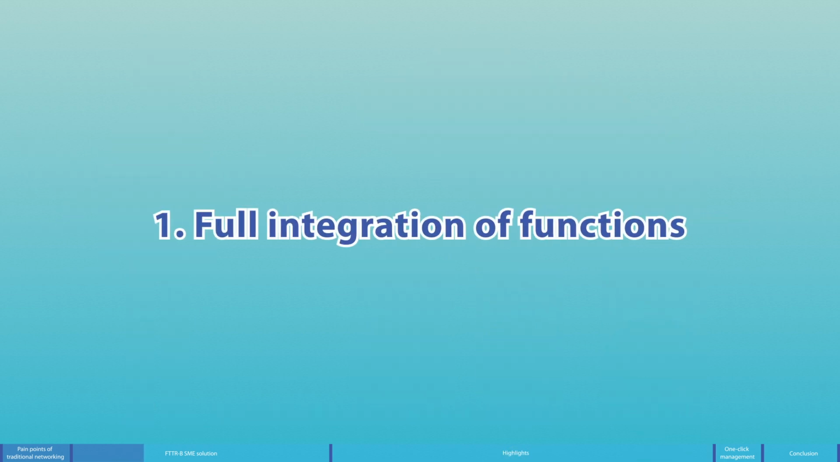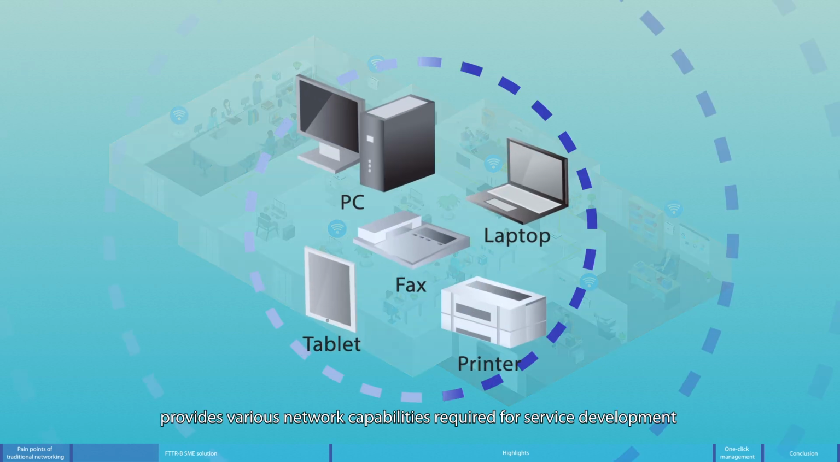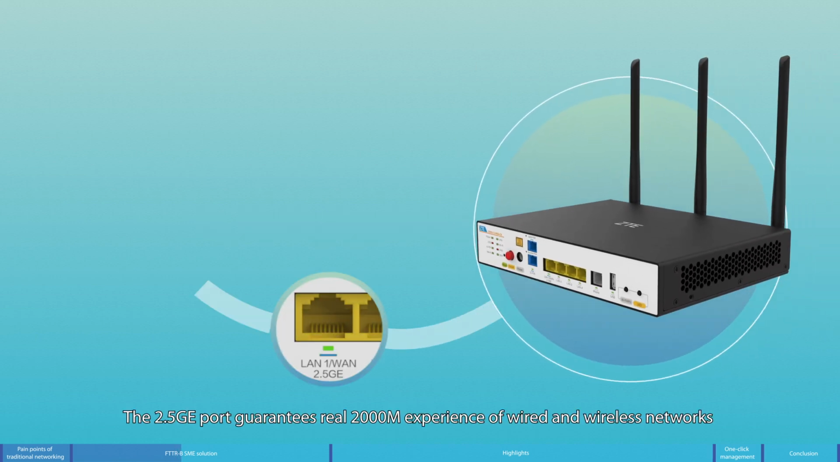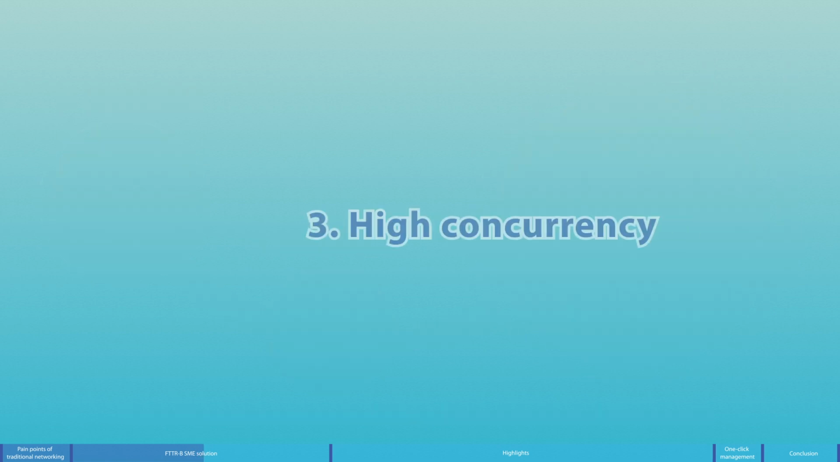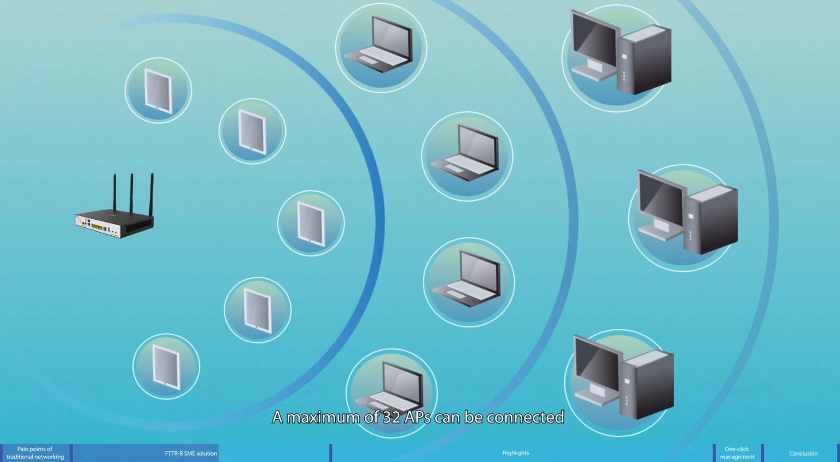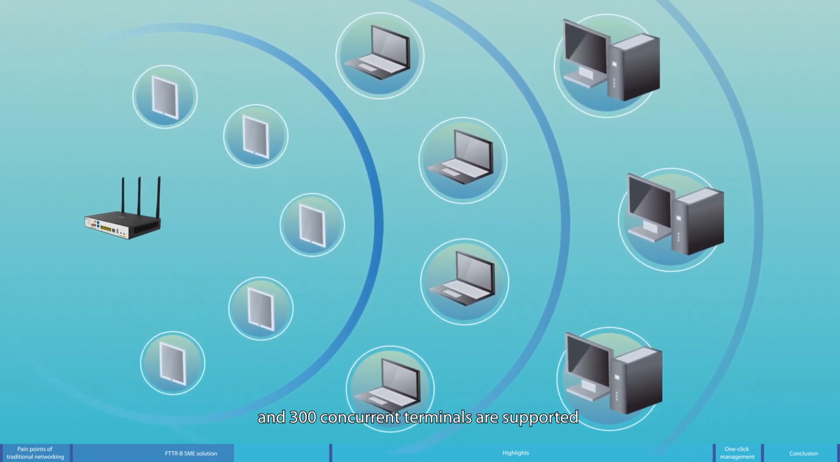1. Full integration of functions. One enterprise network provides various network capabilities required for service development. 2. Full gigabit experience. The 2.5 GE port guarantees real 2000 M experience of wired and wireless networks. 3. High concurrency. A maximum of 32 APs can be connected, and 300 concurrent terminals are supported.